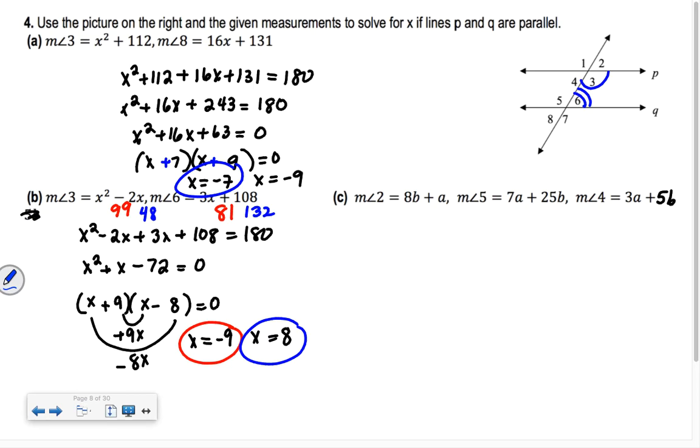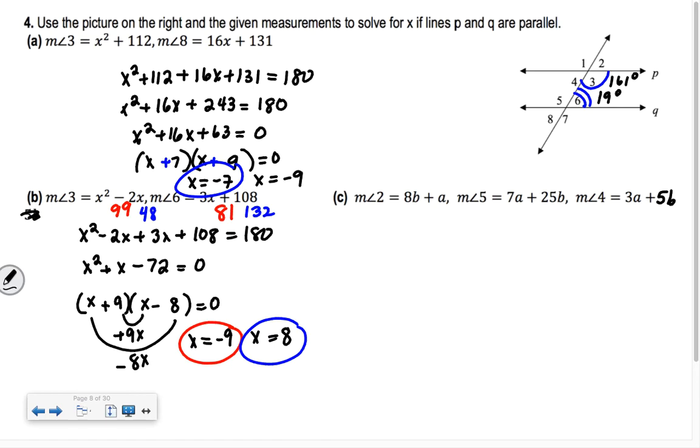Do you guys all have your calculators out? We get measure of angle 3 is 161. And if I try the next one, 16 times negative 7 plus 131, I get 19. So those do work there.